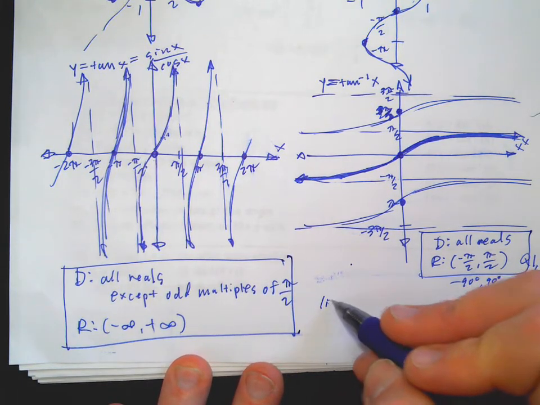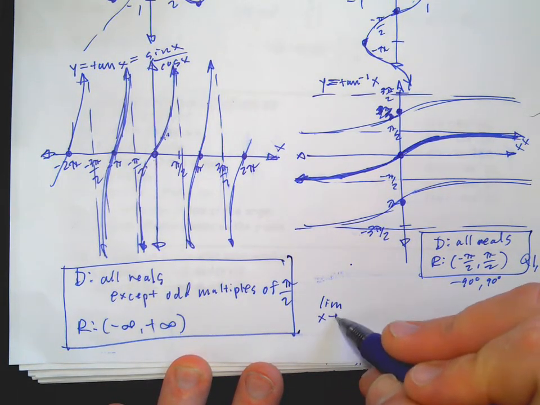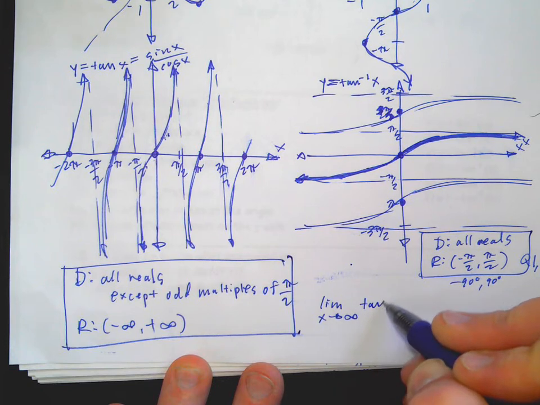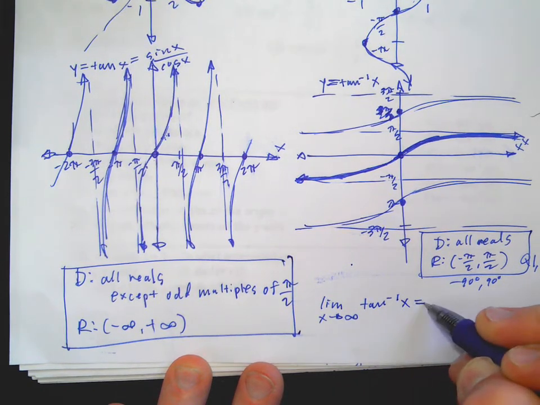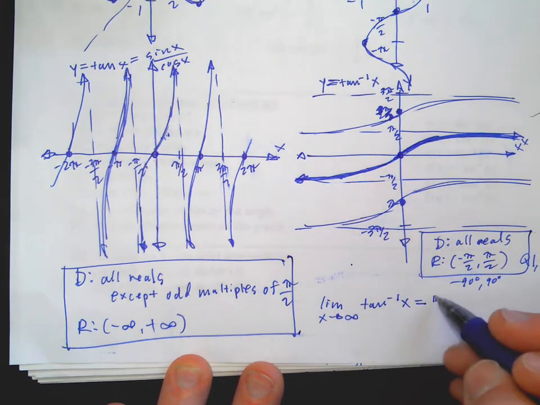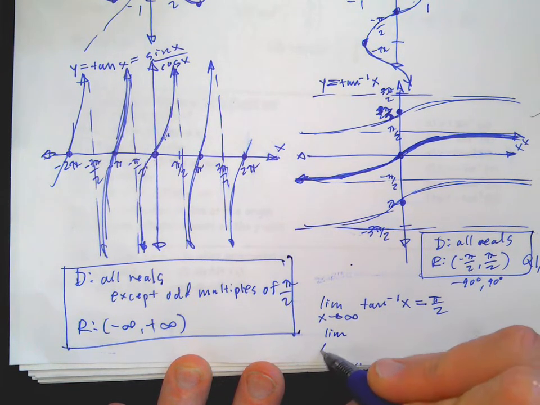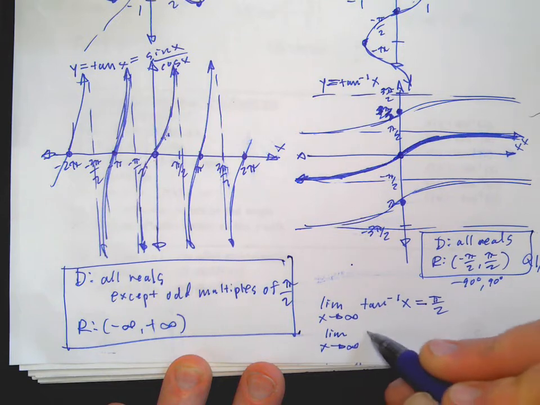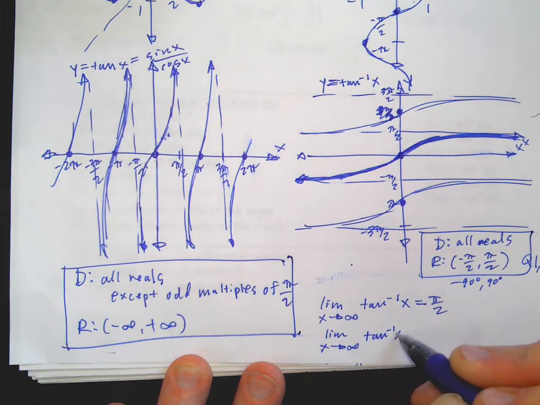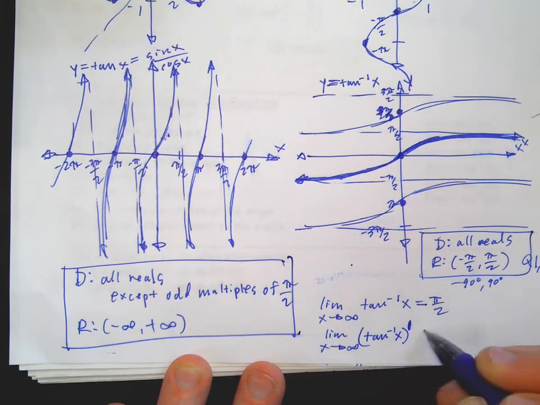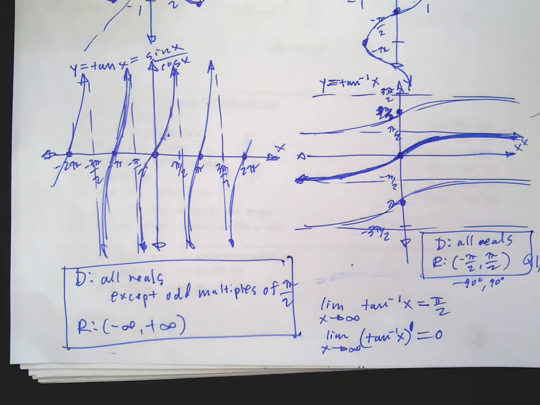Now, just a couple random other things. The limit as x goes to infinity of inverse tangent of x, which sometimes comes up, is pi over 2, right? The limit as x goes to infinity of the derivative of inverse tangent is 0. It gets flatter and flatter, right? Okay. So, a couple more things on the back.